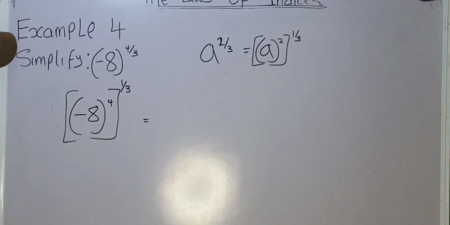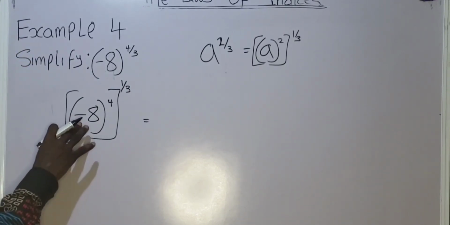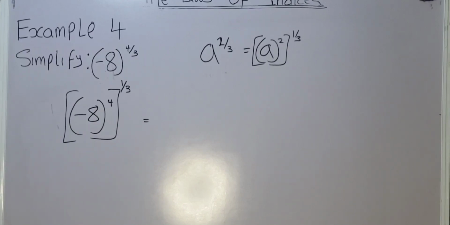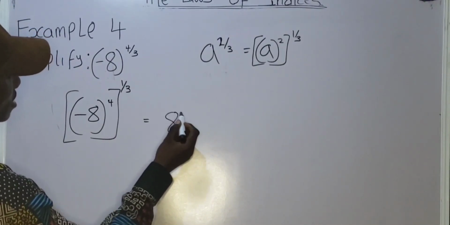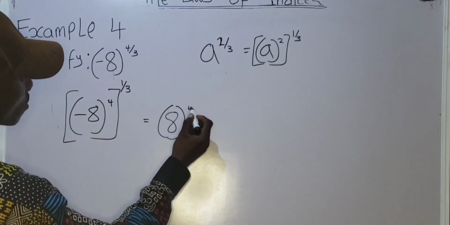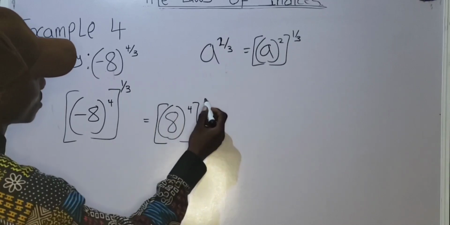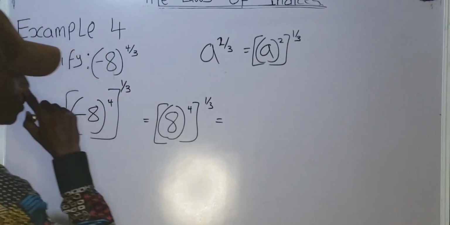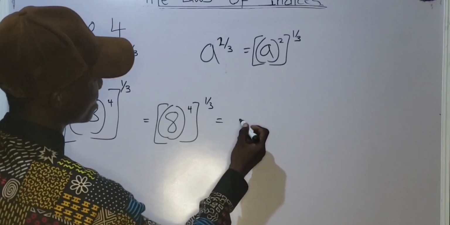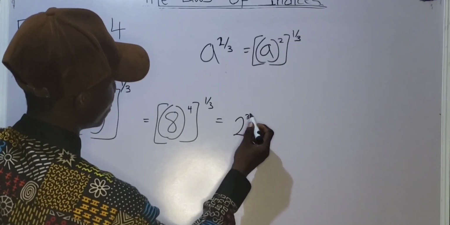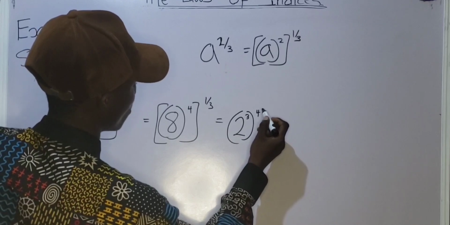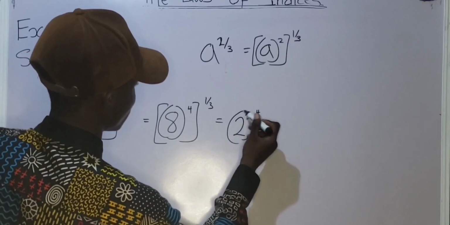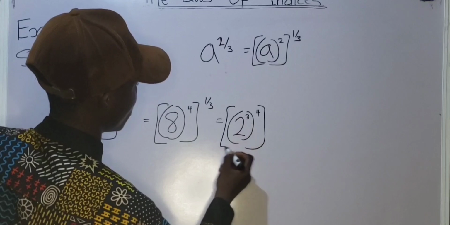Now, minus multiplied by minus, in 4 places, that is minus times minus times minus times minus. That is what? Positive. Are you getting it? So at the end of the day, I'm going to have positive 8 raised to the power of 4, raised to the power of 1 over 3. Do you understand? So 8 can be written as 2 raised to the power of 3. So I'm going to have 2 raised to the power of 3, raised to the power of 4, raised to the power of 1 over 3.